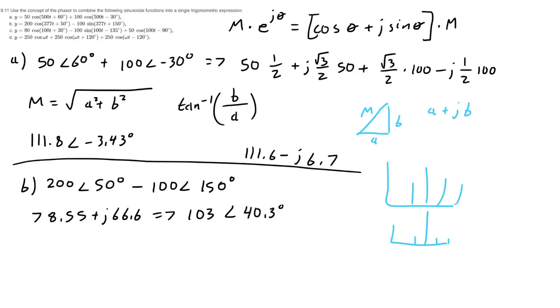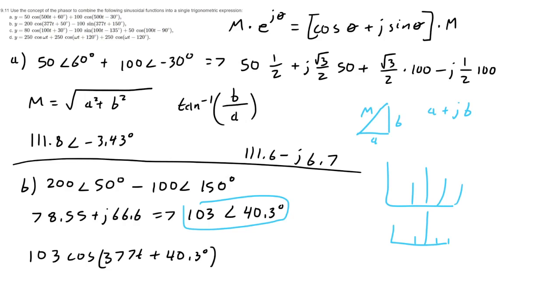Now you may be wondering, well, what is the physical significance of this? Well, we can transform it back into what it was before. We say the angular frequency is 377 radians per second, and the phase is 40.3 degrees. There you go, that's back into the form before. This is a more compact form. It makes the math a little bit easier too.